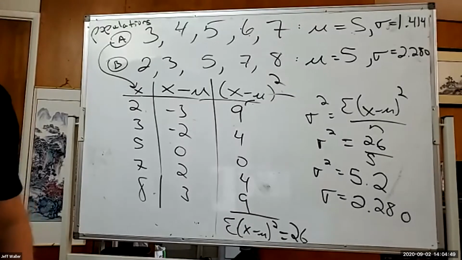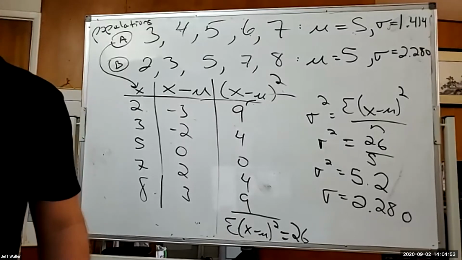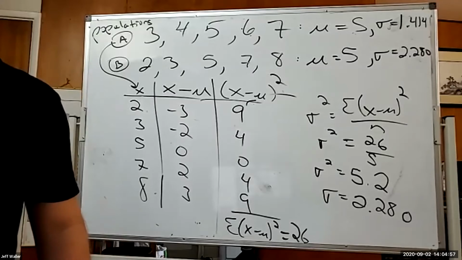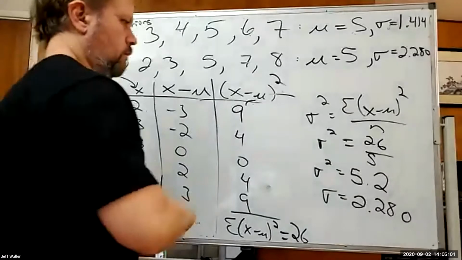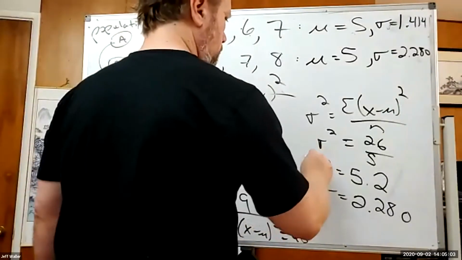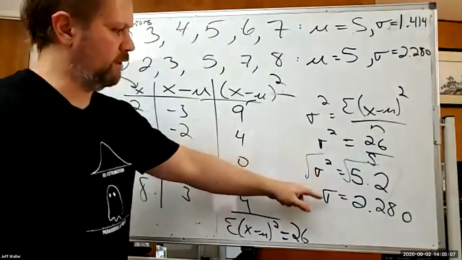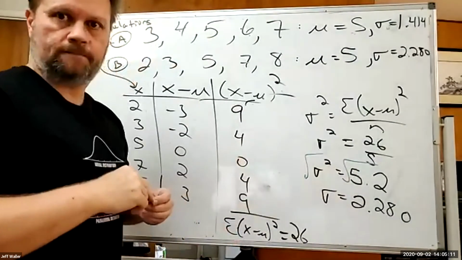I have a quick question. Yes. So when you're going from the sigma squared equals 5.2 and then you get 2.280, is that where you're doing the square root? Yep. So you take a square root to get there, and take a square root on the other side to get there. I like it. Got it. Thank you.